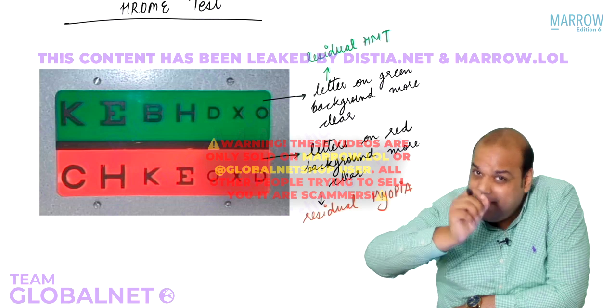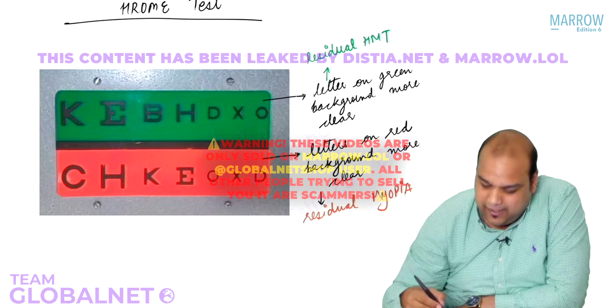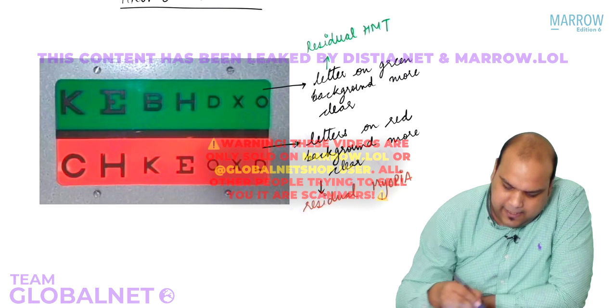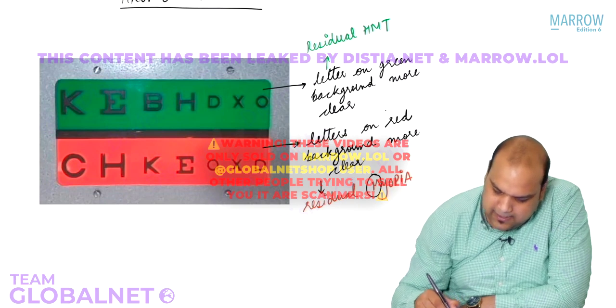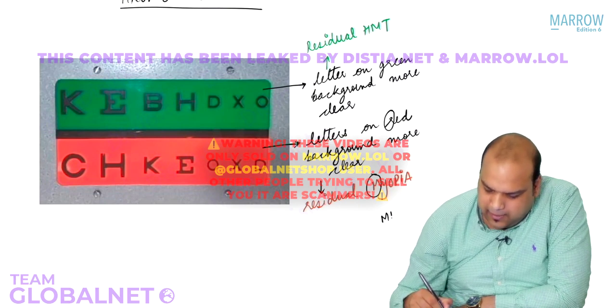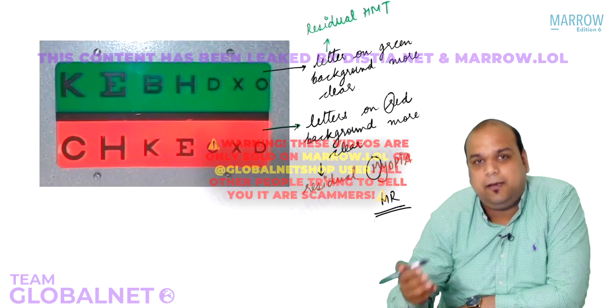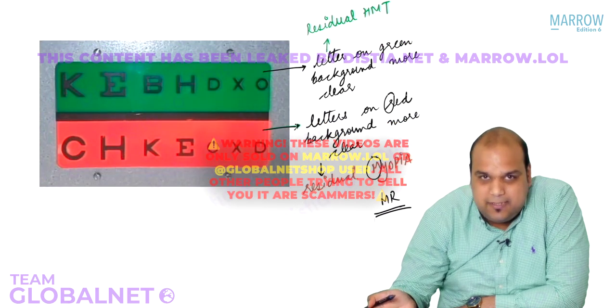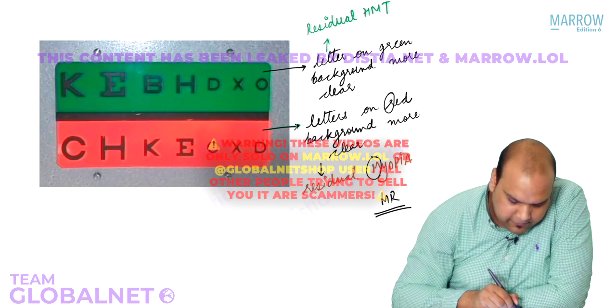Spherical refinement. Myopia and hypermetropia, not about the cylinder now, everybody. I remember it by MR. Myopia means red will be more clear. MR, that's how I remember it. Okay, everybody? MR, MR. No confusion about this? Done? Now, the other test was what, everybody?